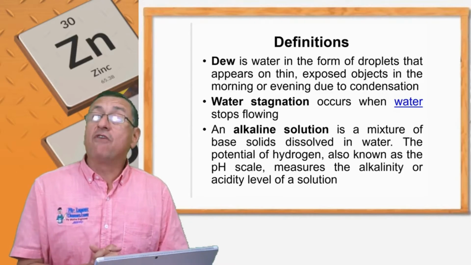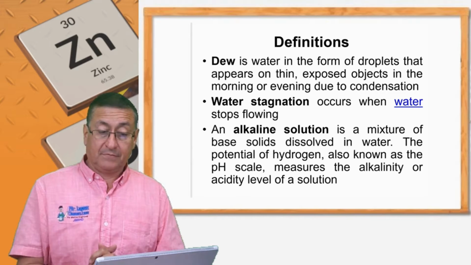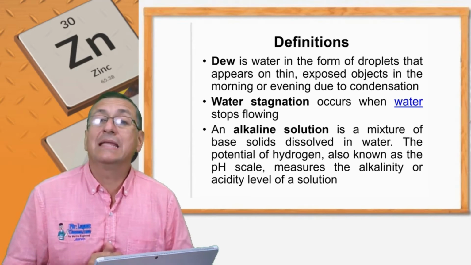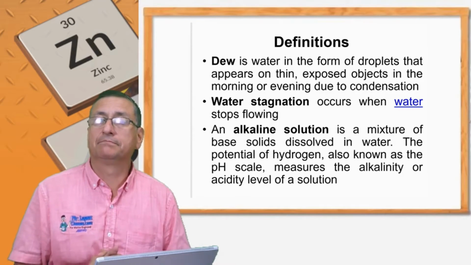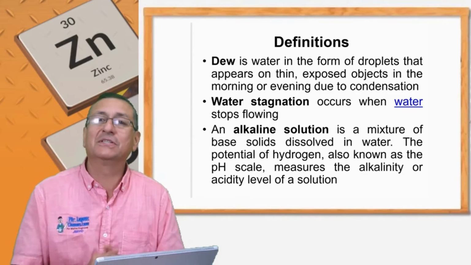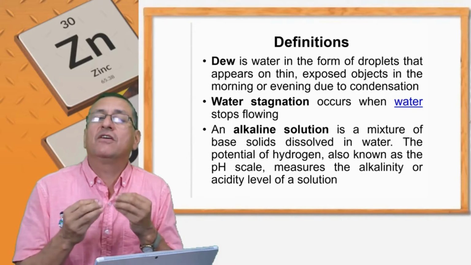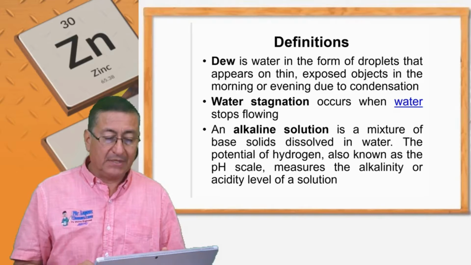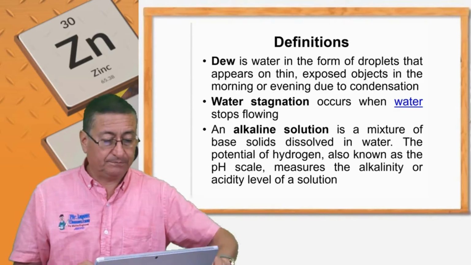The potential of hydrogen is also known as the pH scale. And now we are going to try to understand what is the meaning of that. What is the meaning of the pH scale? It's the potential of hydrogen.